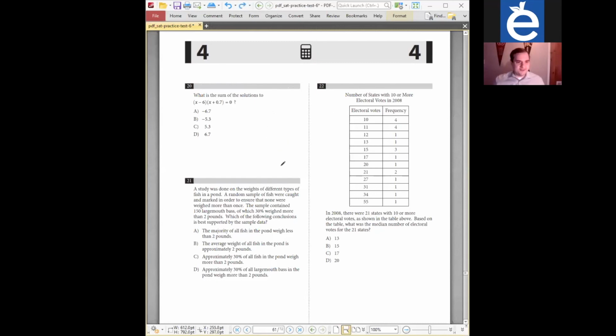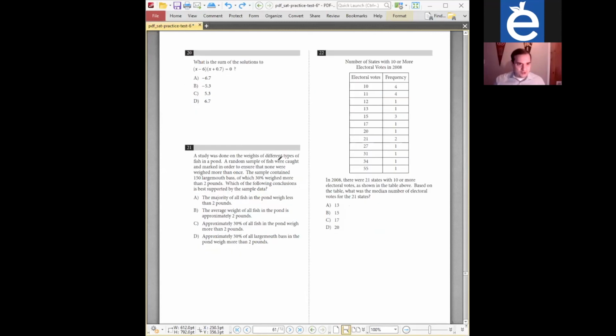All right. A study was done on the weights of different types of fish in a pond. A random sample of fish were caught and marked in order to ensure that none were weighed more than once. The sample contained 150 largemouth bass, of which 30% weighed more than 2 pounds. Which of the following conclusions is best supported by the data? All right, so it's an entirely random sample of fish.